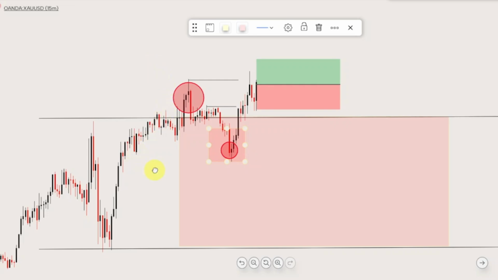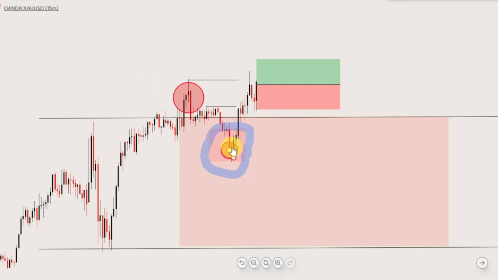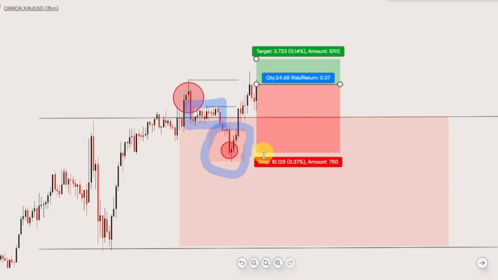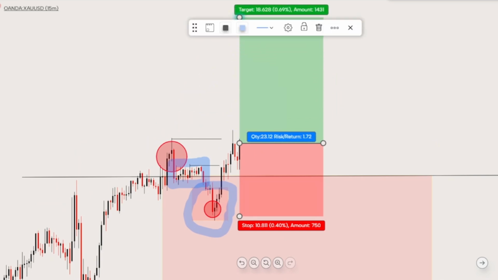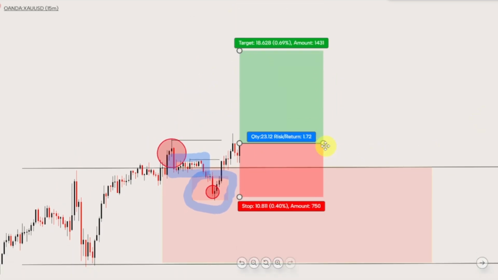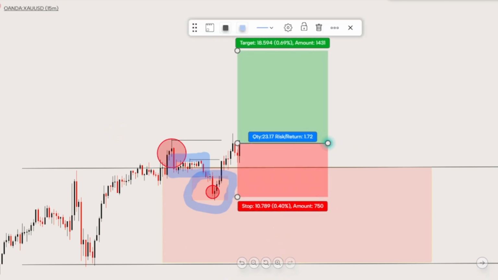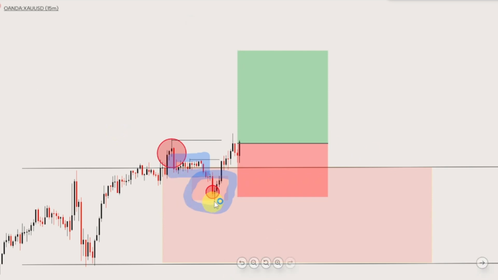When you bring your period separator, you're going to see that this manipulation happened during the London time. This is the accumulation that happened during the Asian time. This is the accumulation, the manipulation. Now we are trying to catch the distribution. So my stop loss is going to be below here, and I'm going to target 1:2 somewhere at the top, going in the direction of price. Stop loss is going to be here, and let's see how this trade is going to play for us.